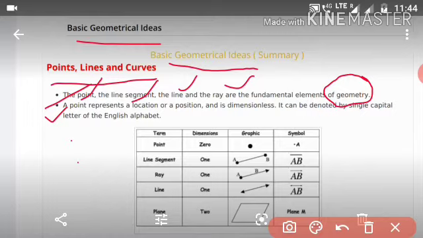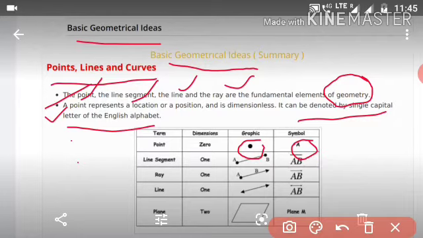Second point, a point represents a location or a position. So a point will represent a location. You can see here a point, isn't it? A point represents a location or a position and is dimensionless. It can be denoted by a single capital letter of the English alphabet. So for any point we will use a single capital letter of the English alphabet.